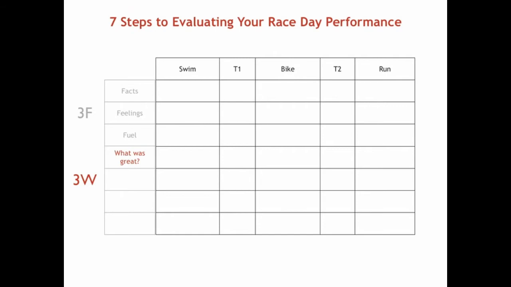Here you're looking into the evaluation. If you think about the 3 F's as really just being the factual information or the objective information as to what happened, the 3 W's are really when you get into the evaluation. So thinking across the elements of the race, just think about what was great. And this is often a step that people forget. People don't look at what was great when they review their race, and that's why they end up dwelling on poor performances so much, because they constantly are looking for things that didn't go well. So think about what was great.